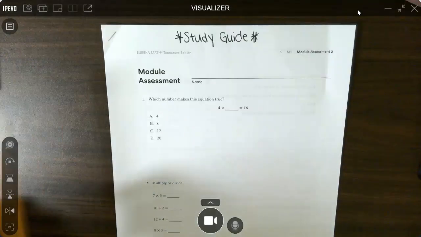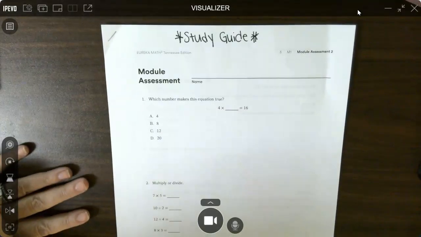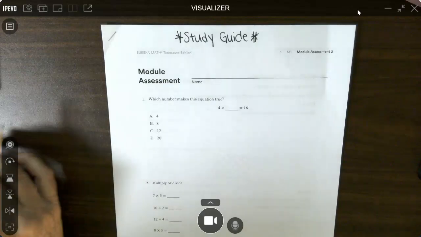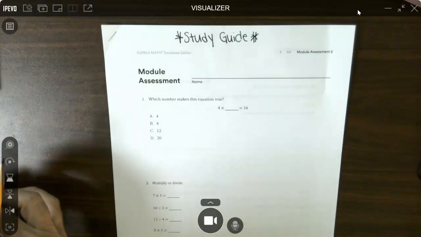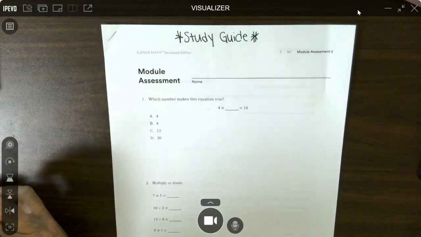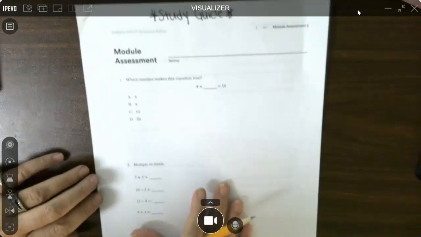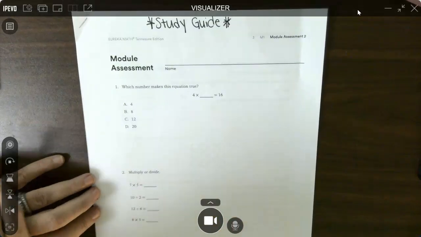Hi guys, this is a study guide review for Eureka Math Tennessee edition, the Module 1 assessment for 3rd grade. So if you're needing help with that content, you're in the right place.